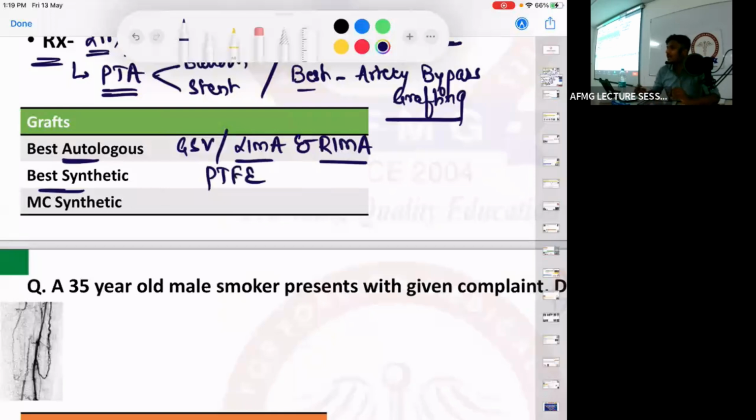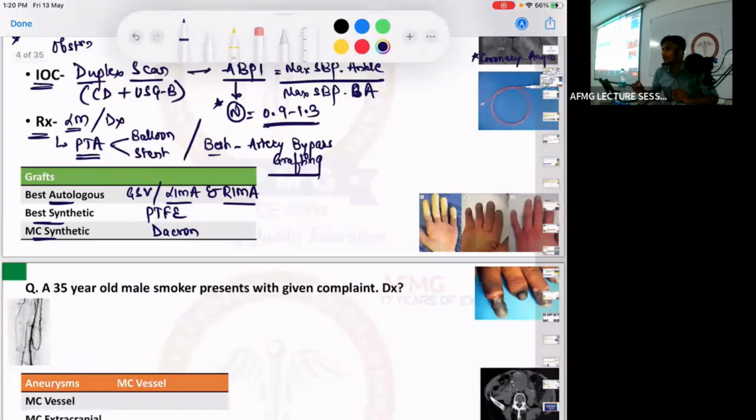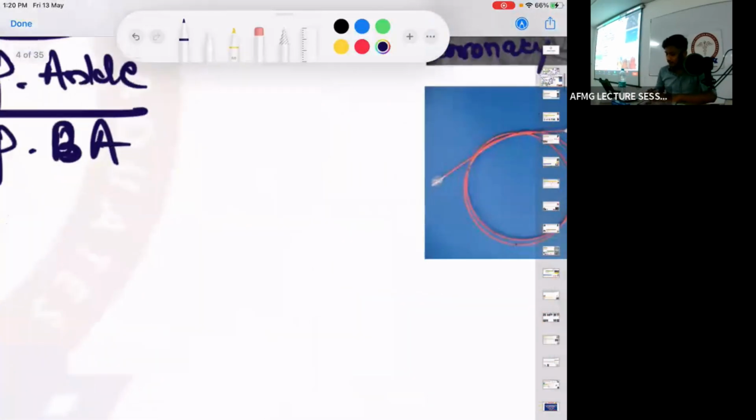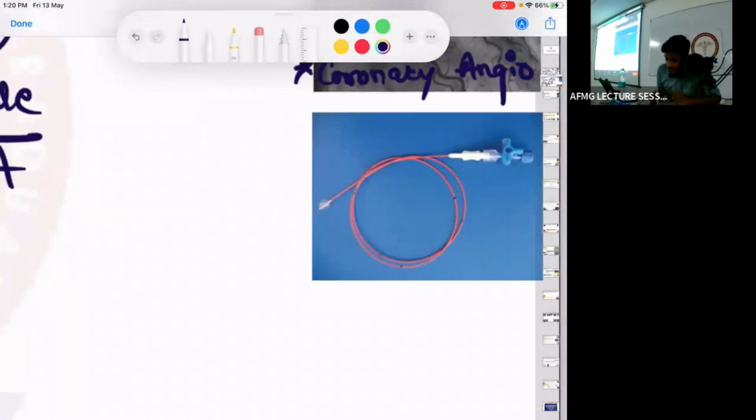is polytetrafluoroethylene. Best synthetic graft is polytetrafluoroethylene. Whereas most commonly used synthetic graft is Dacron. No issues with this now, anybody? Okay. So the best treatment option would be bypass grafting. Best treatment option is bypass grafting.